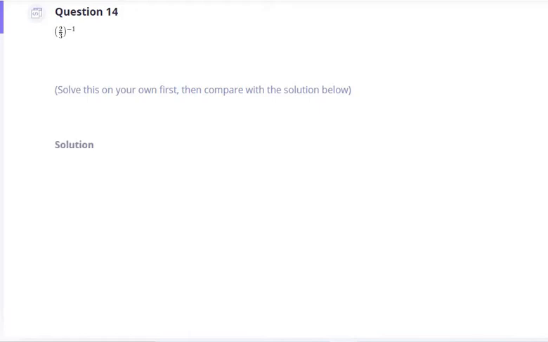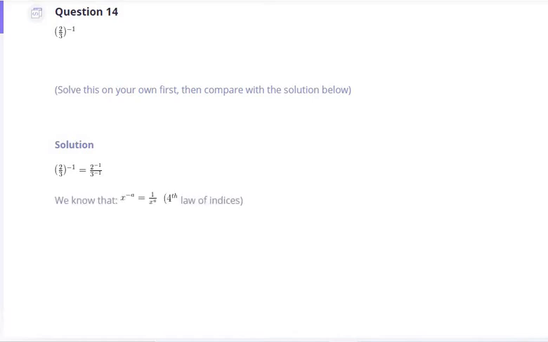So to start off, we're going to break this down. (2/3) raised to power minus 1 is simply the same thing as 2 raised to power minus 1 divided by 3 raised to power minus 1. You see, this minus 1 affects both numbers enclosed in the parentheses, so it becomes 2 raised to power minus 1 divided by 3 raised to power minus 1.